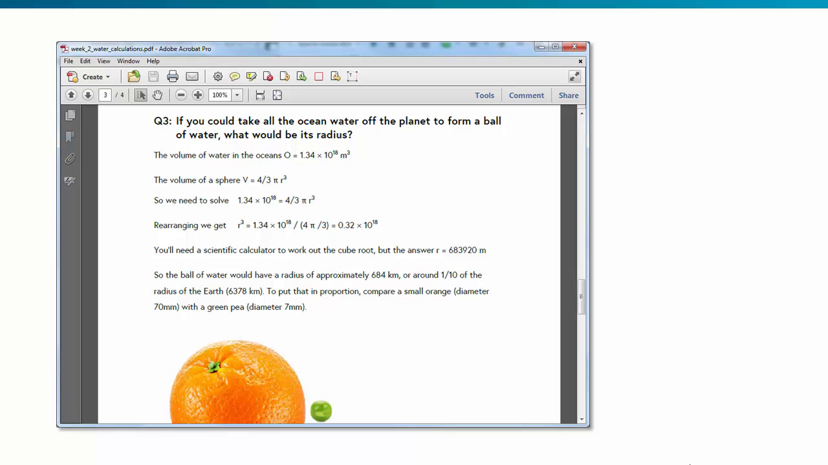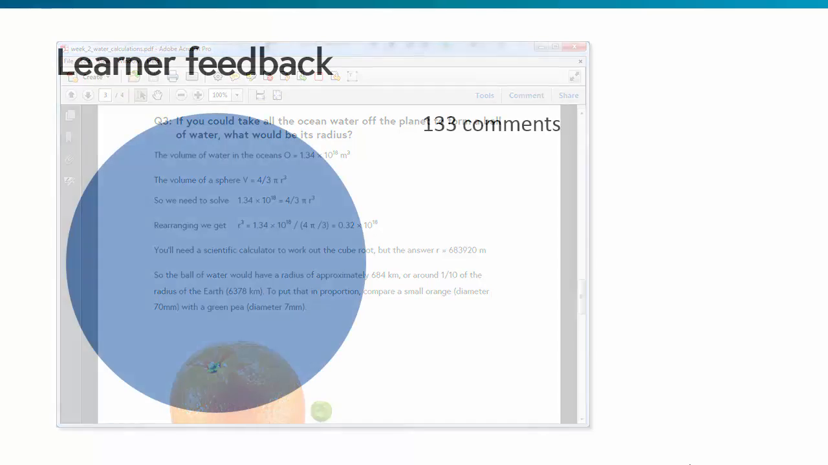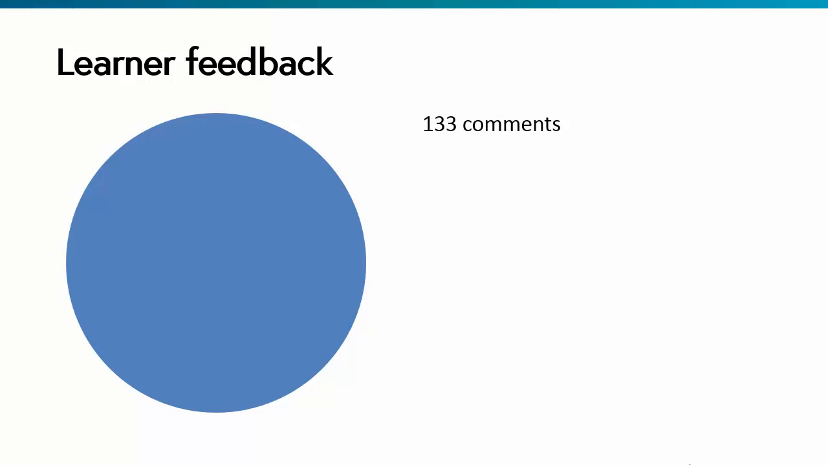I also created another document which worked through the calculations step by step, so those who wanted to see how the answers were calculated, or check their own workings, could do so. Feedback from the learners in the comments on the step was extremely positive. There were 133 comments in total from the 2,750 learners who visited that step.